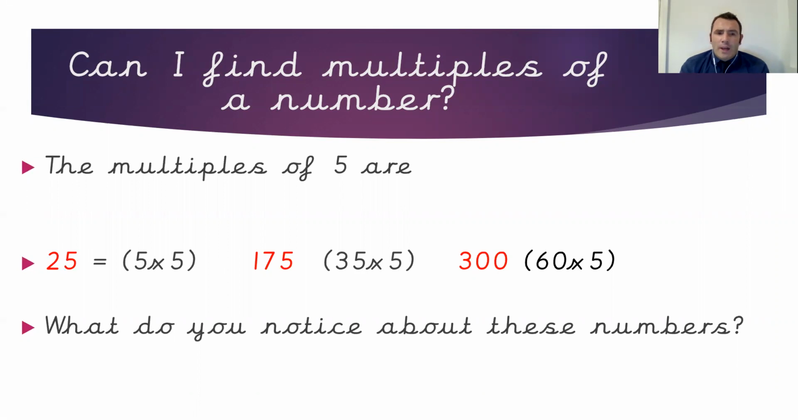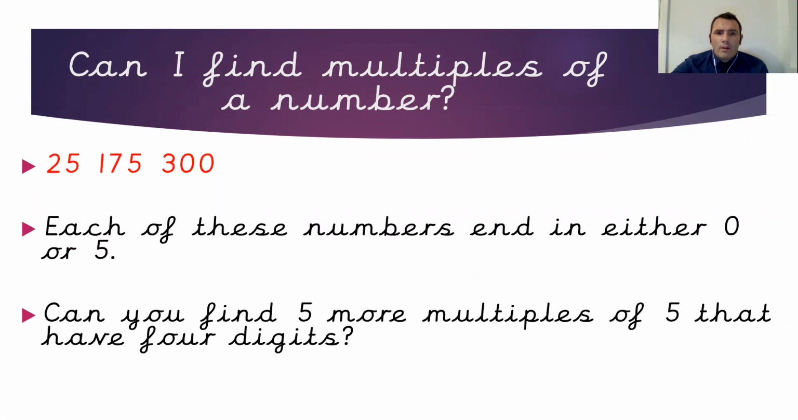Have a look at those numbers now. What do you notice about these numbers? Pause the video here, have a look. So 25, 175, and 300, each of these numbers ends in either a 0 or a 5.